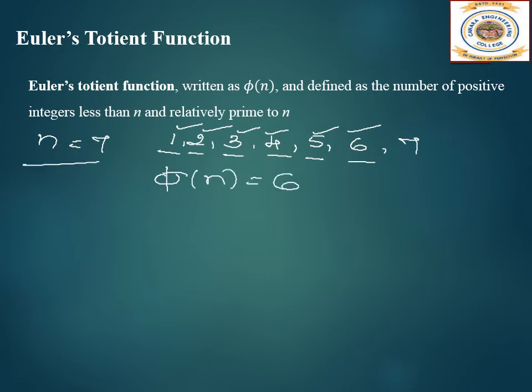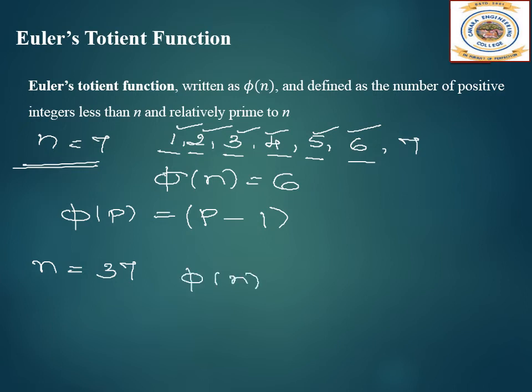So if I have a prime number, except that number, all the other numbers will be relatively prime to n. So if phi of p is asked, then simply the Euler's totient function will be p minus 1. Considering another example, say if I consider n is equal to 37, we know 37 is also a prime number. So the totient function phi of n will be 37 minus 1, which is equal to 36. This is the Euler's totient function if the number is prime.